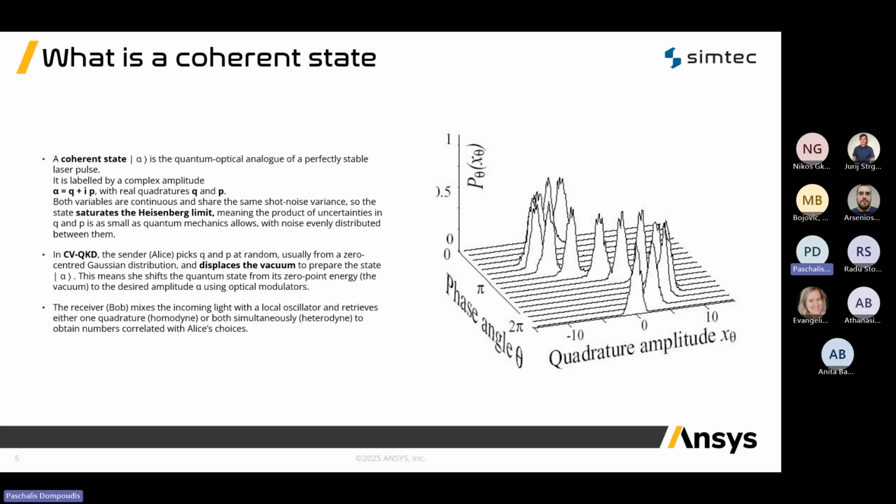So what makes coherent states special? They look almost classical. The noise of the coherent state is as low as quantum mechanics allows us, and it evolves in time just like a classical wave. And second, we can change Q and P smoothly and independently, which is perfect for encoding information.